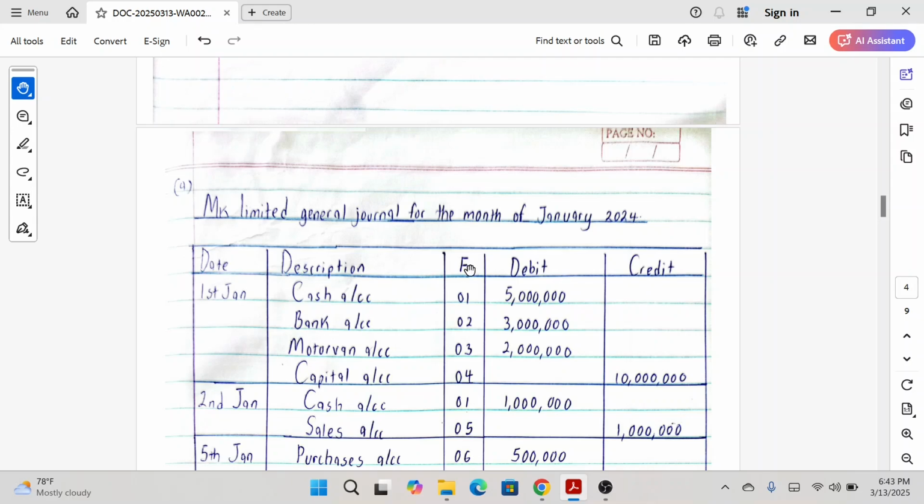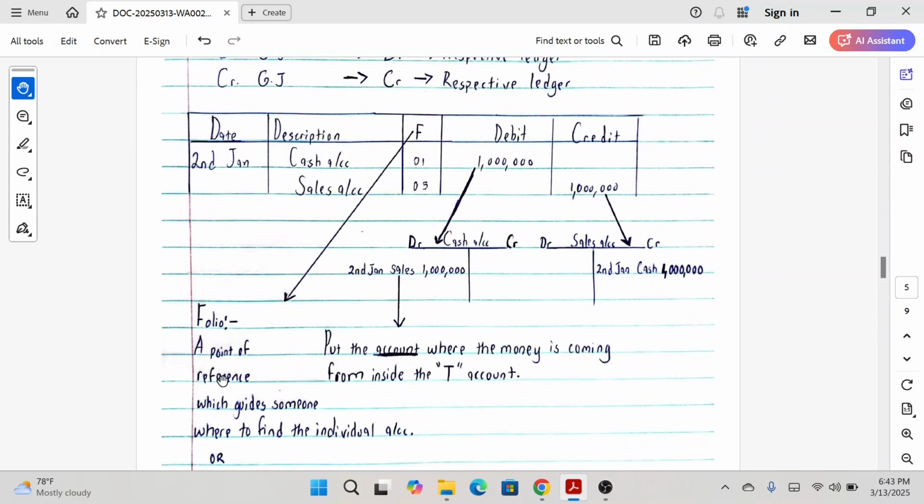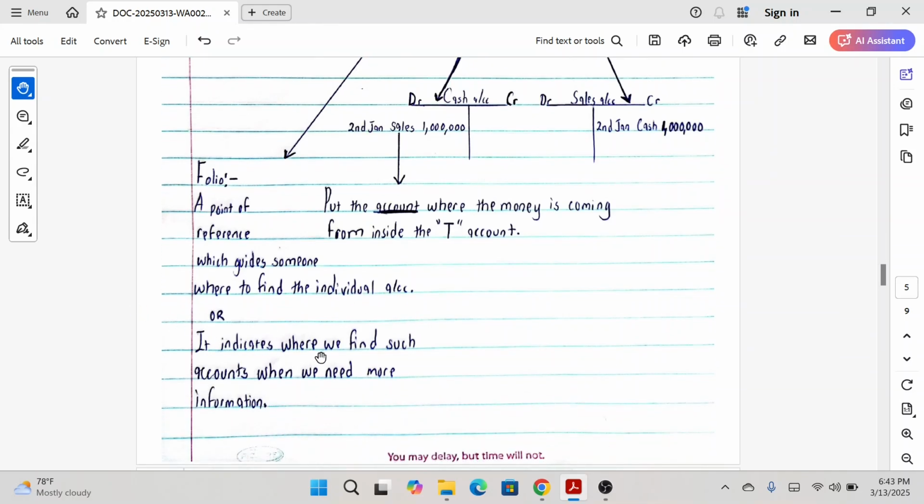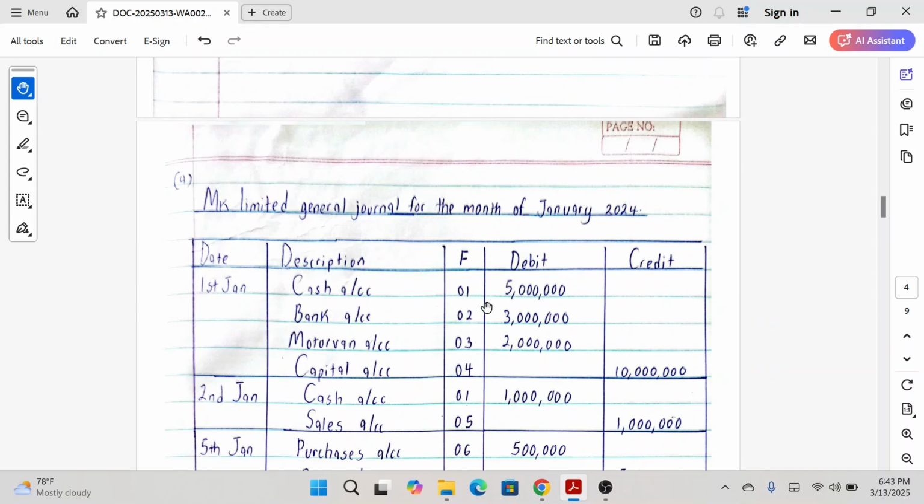Now, the folio is just a point of reference which guides someone where to find the individual account, or it indicates where we find such accounts when we need more information about them. This is the folio right here.